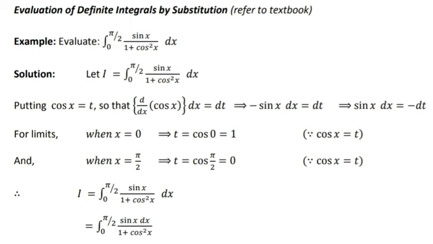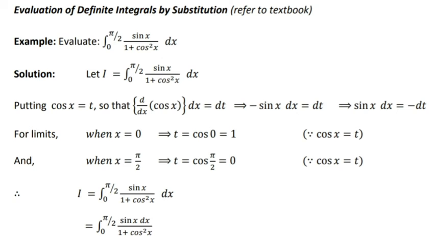So when we put cos x equal to t, the limits will change accordingly like this. When x is equal to 0, that means there's 0 from the definite integral as given in the question, so it implies that t will be equal to 1. Now when x is equal to pi by 2, and this pi by 2 is a limit given to you in a definite integral as in the question, it implies that t is equal to 0.